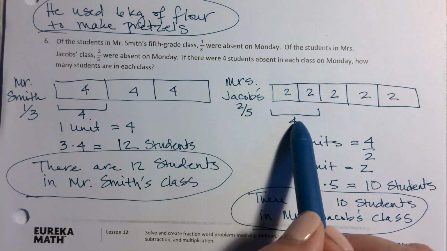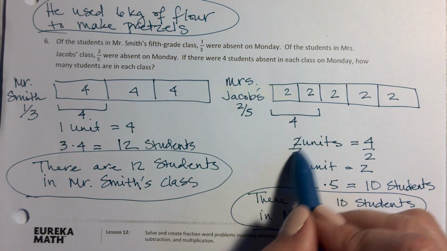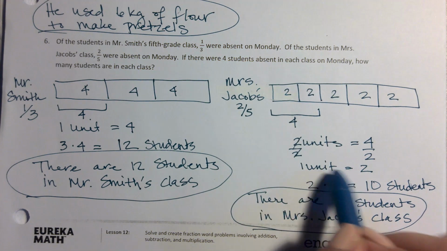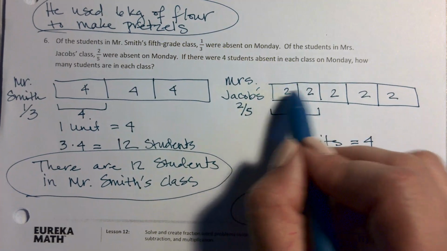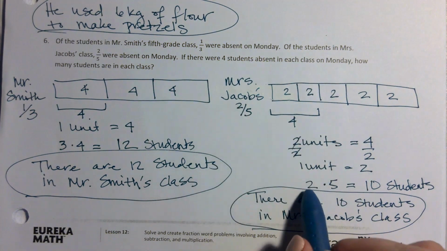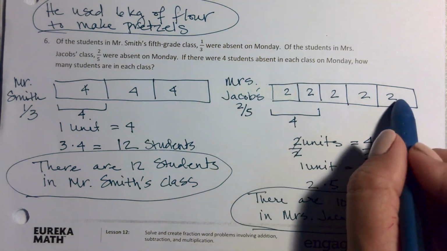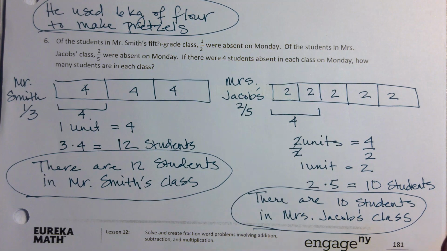2/5 equals 4. So 2 units equal 4. I cross-canceled, brought it down to 1 unit. 1 unit equals 2. And 2 units, 2 would equal 4, right? So now 2 times 5, there are 10 students in Mrs. Jacobs' class.